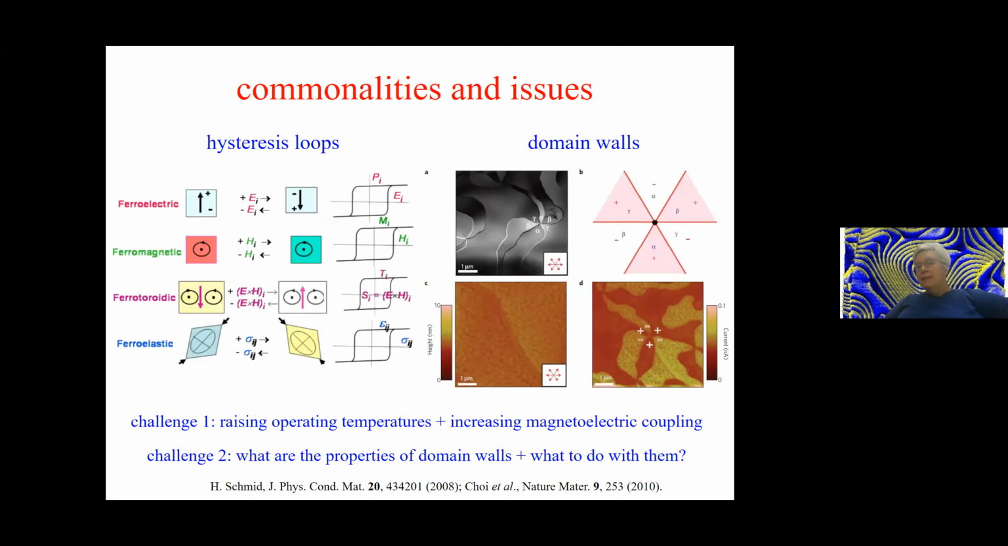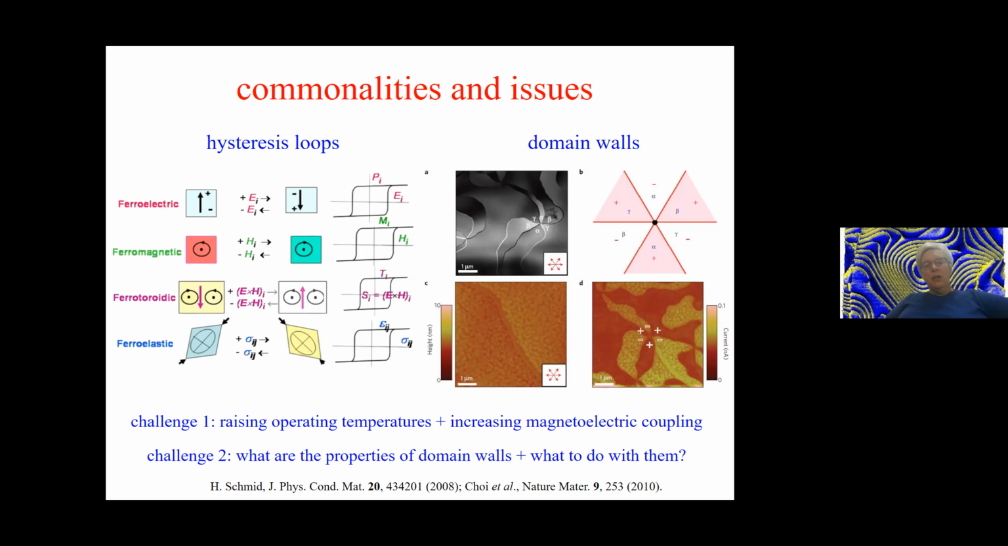But for the purposes of this talk, it's probably just good to talk about a few commonalities and issues that we've been working on. So all of these couplings display hysteresis loops. So for example, there's the ferroelectric hysteresis loop, ferromagnetic ones, but then there are also the cross-coupled ones. There are domain walls in these materials as well. Ferroelectric walls, ferroelastic walls, and of course, magnetic walls.